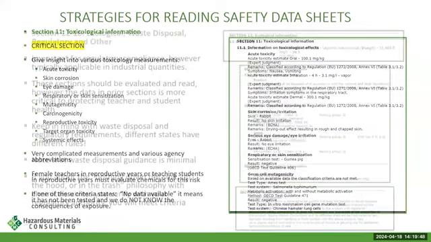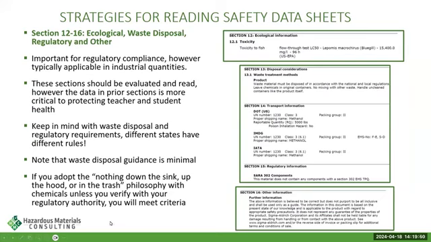Okay. All right, sections 12 through 16, these are also important sections, but I'll let you know they're not really high on my list. The big ones that I look for, again, are 2, 8, 9, 10 and 11. All right, sections 12 through 16, these are going to cover things like ecological toxicity.